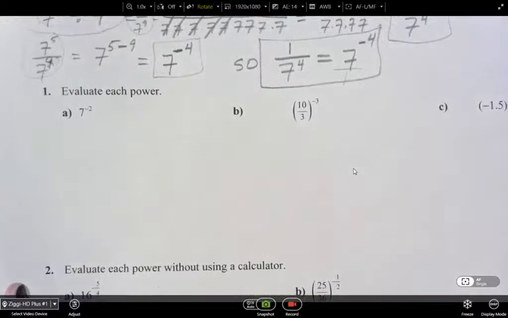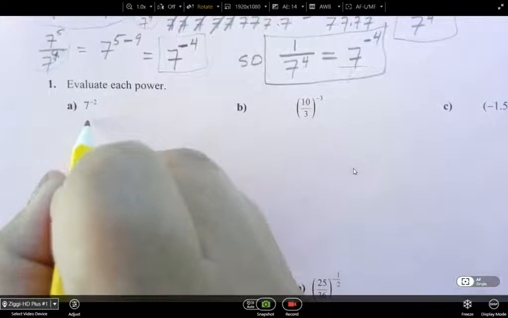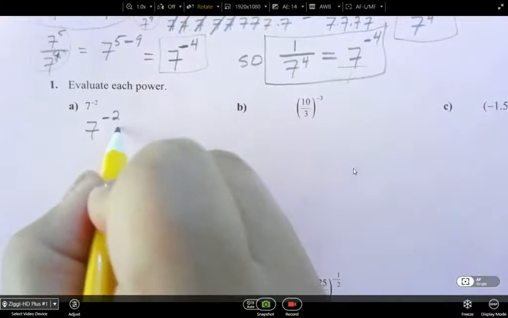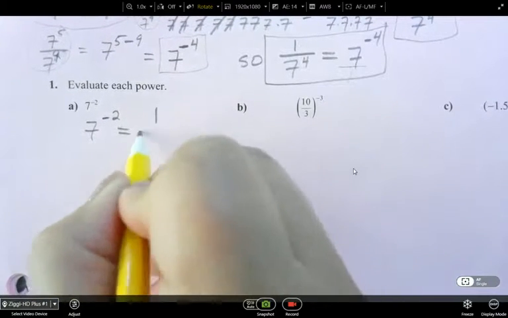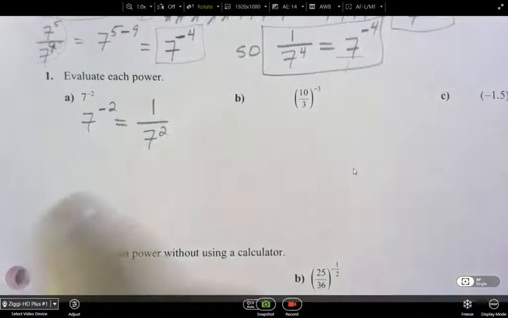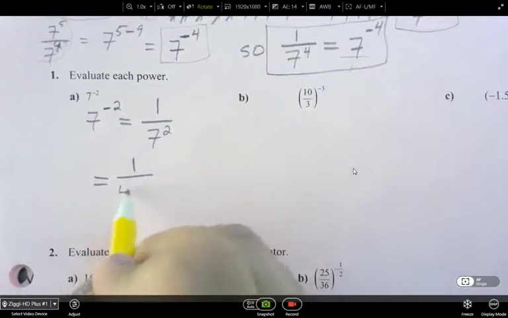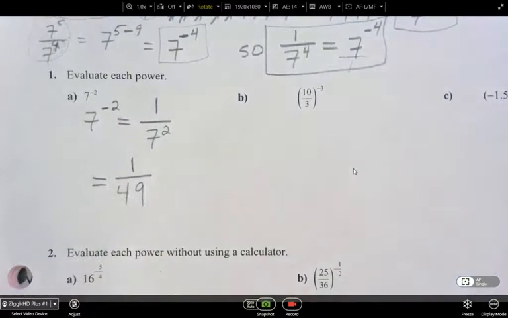So let's have a look at 1a. It says 7 to the power of negative 2. So what effect does that negative exponent have? So from 7 to the power of negative 2, I can rewrite that as 1 over 7 squared. So I've got 1 over 49 as the answer to A.